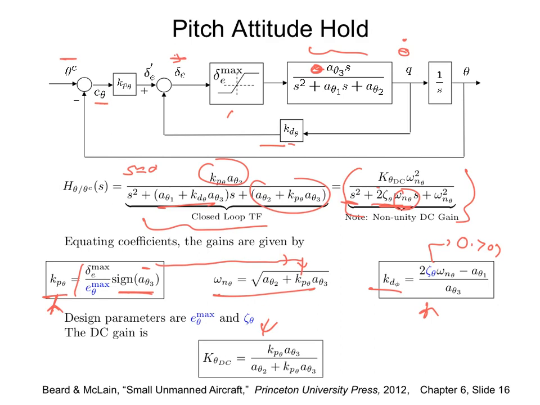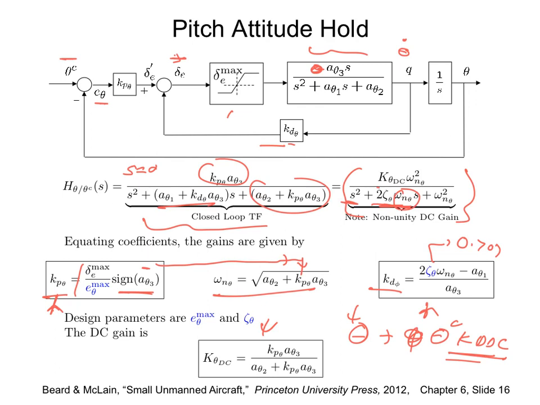So this is in a loop. We are not using any integral control here, but because it's a non-unity K theta DC, your theta will not go to theta commanded, but it will go to theta commanded times K theta DC. So this is what you will get. You have to take care of this in the outer loop design. Okay, so that's the pitch loop.